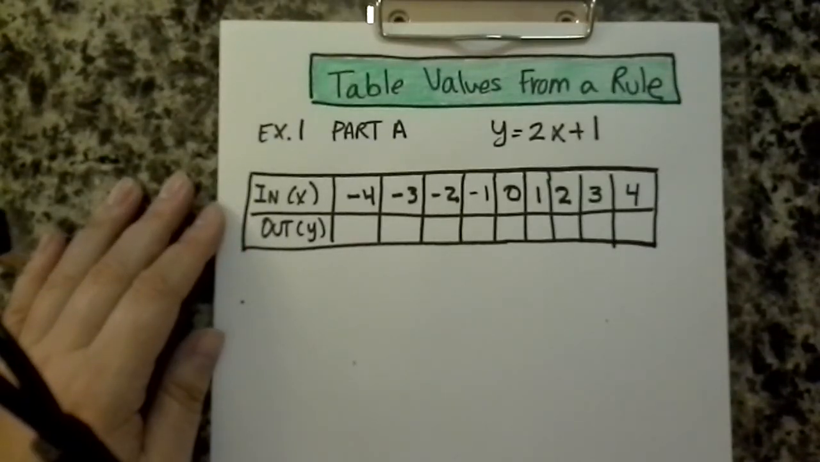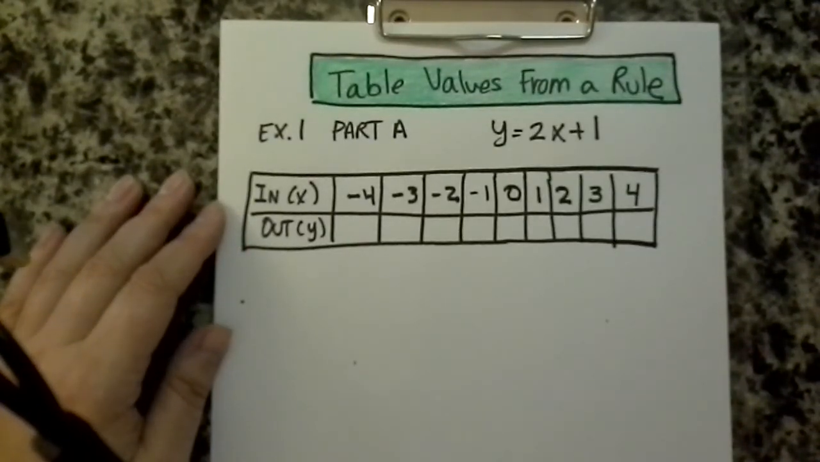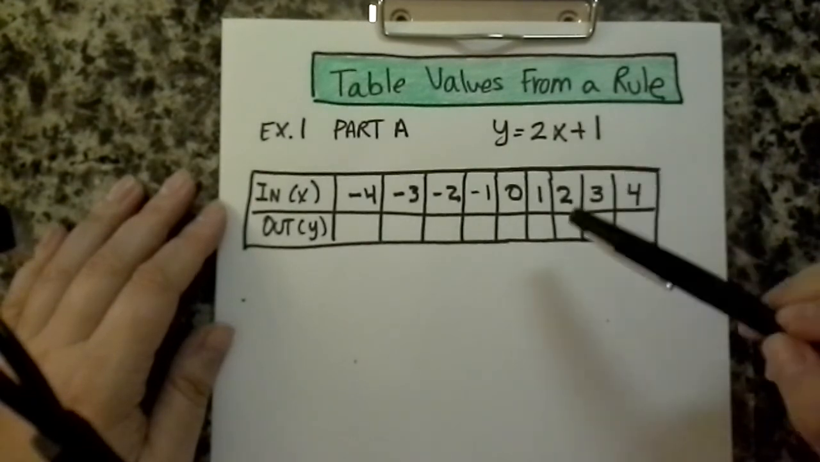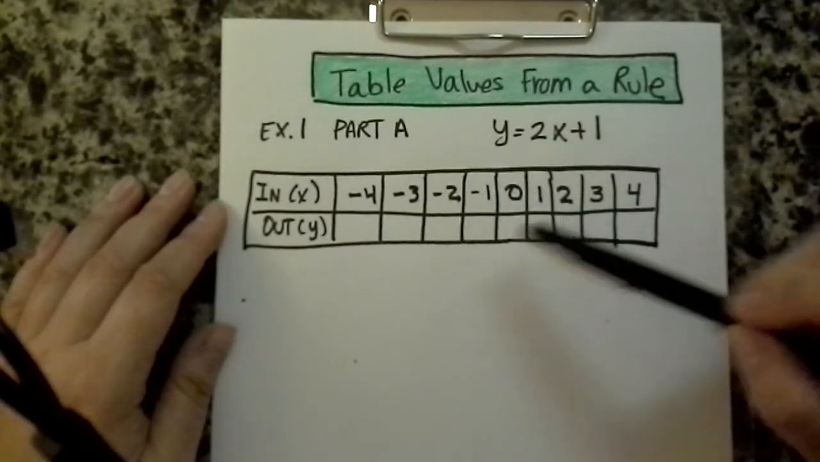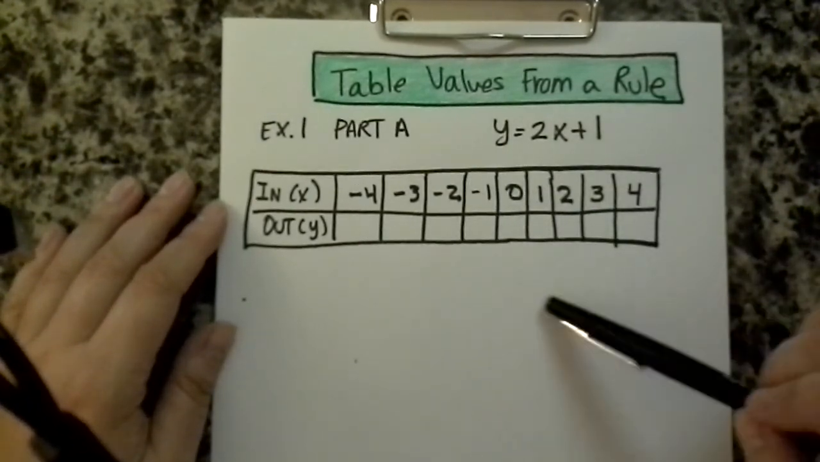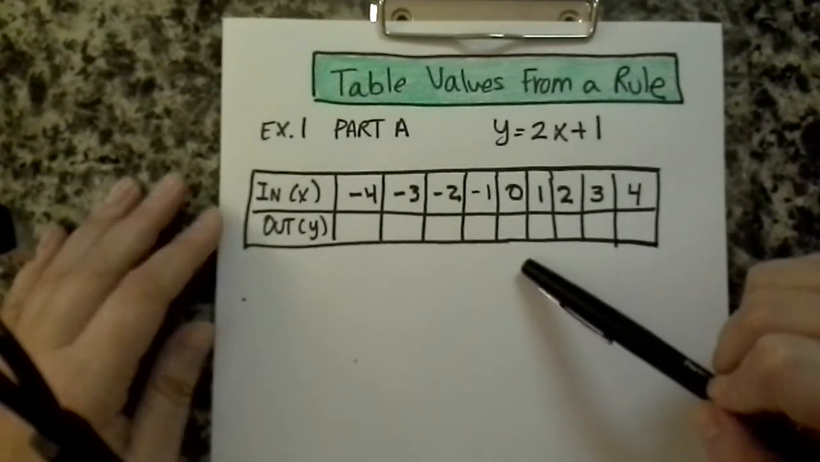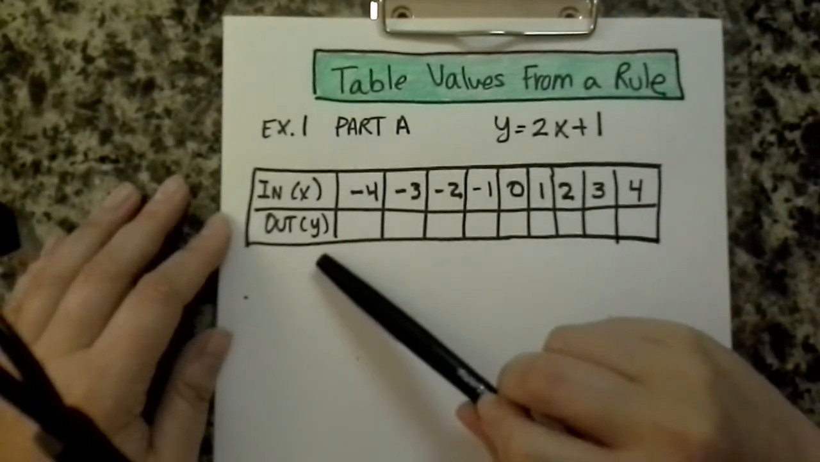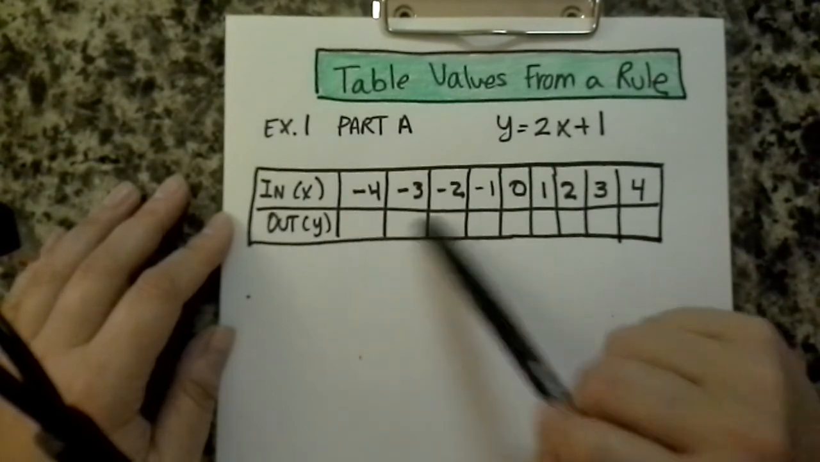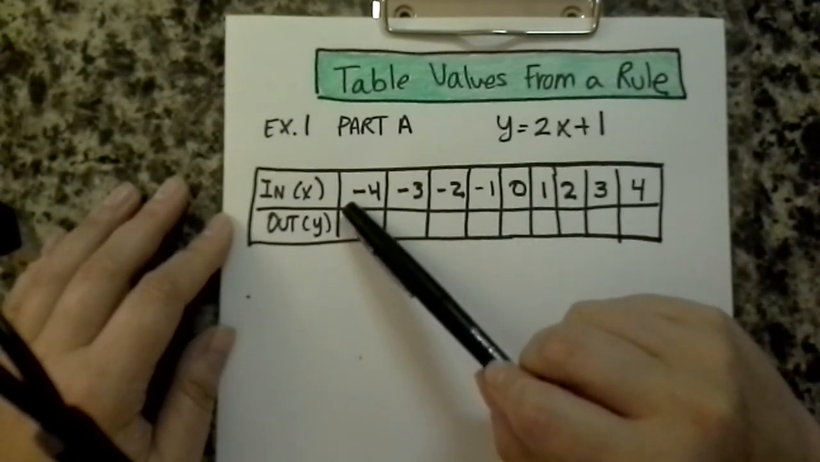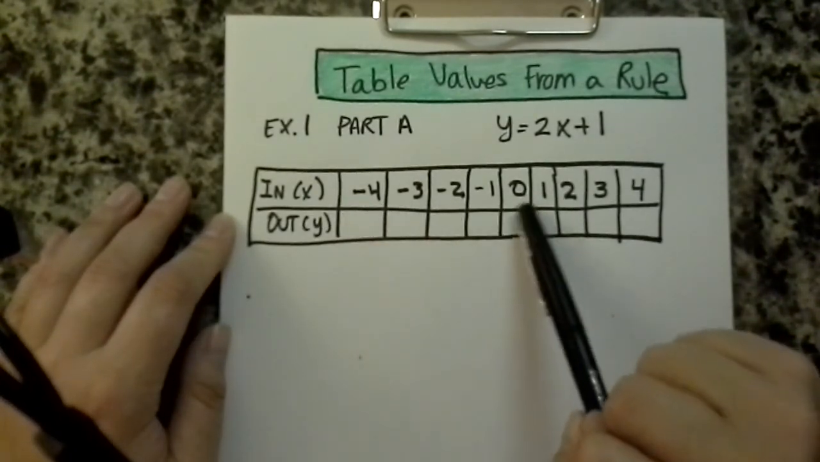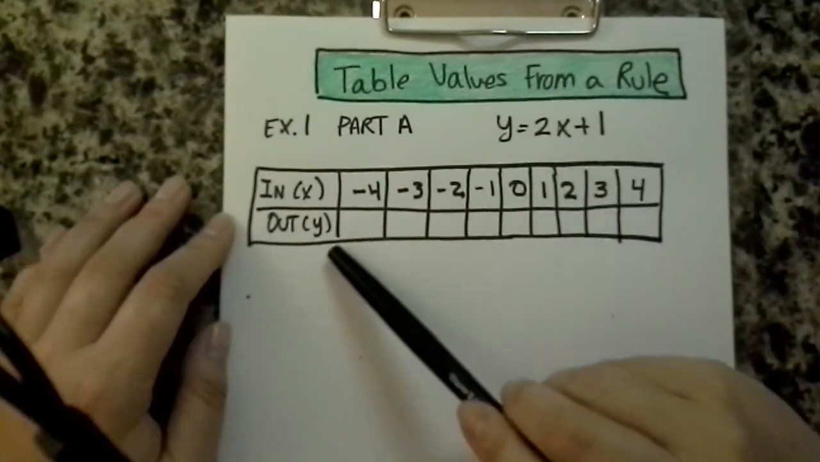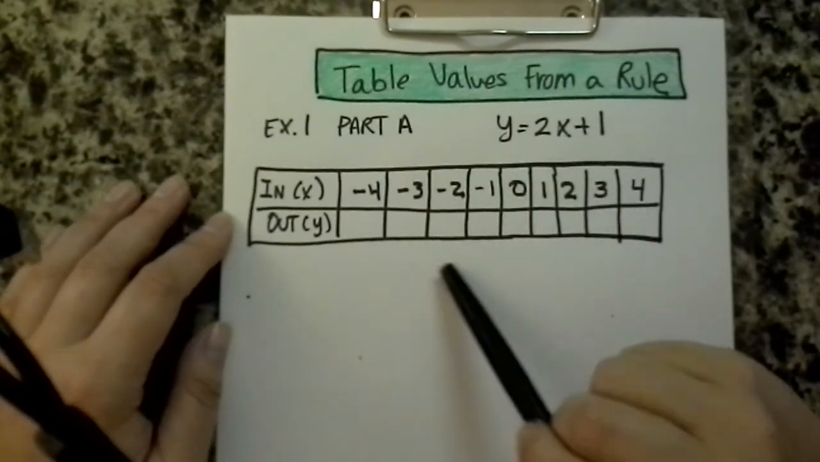Okay, today's video will be about finding our table values from a rule. So anytime you're given a rule and they ask you to find what your table values are, basically they're either going to give you your X value already, which is your input, and that would be the numbers on the top row, and then you'd have to find the numbers on the bottom row.